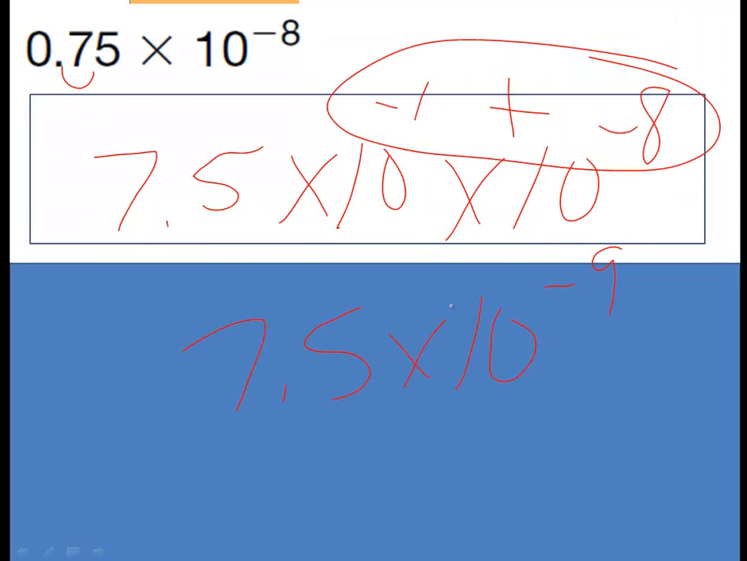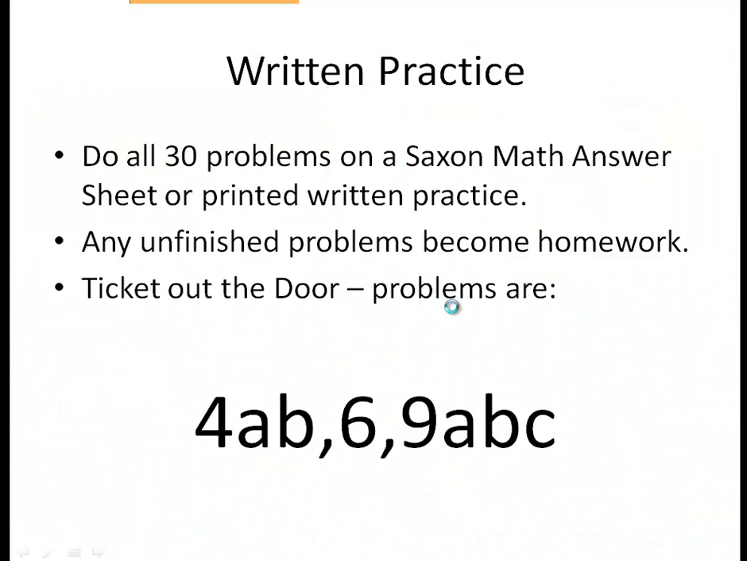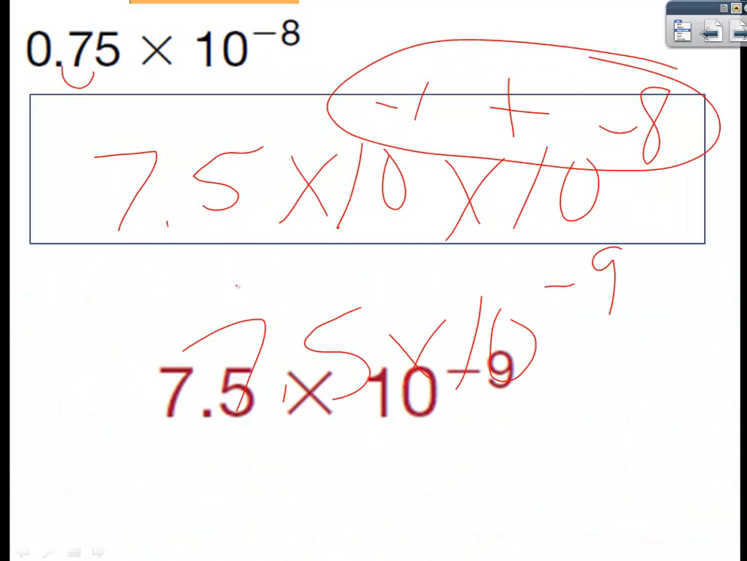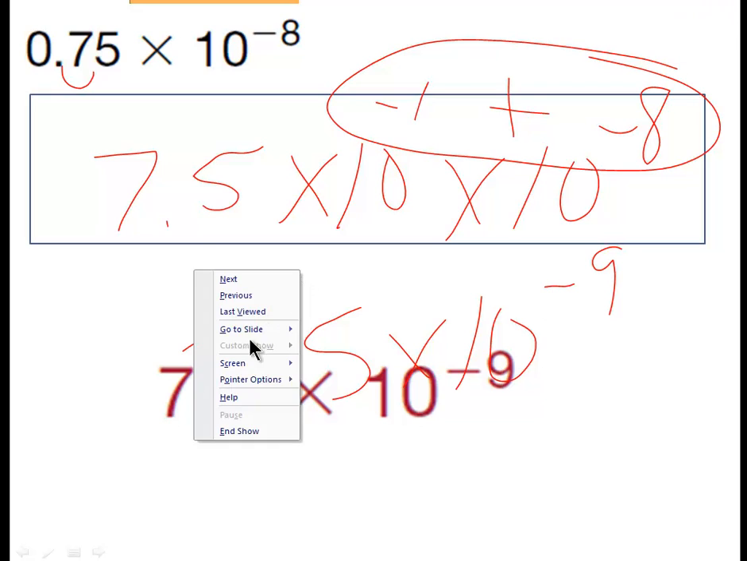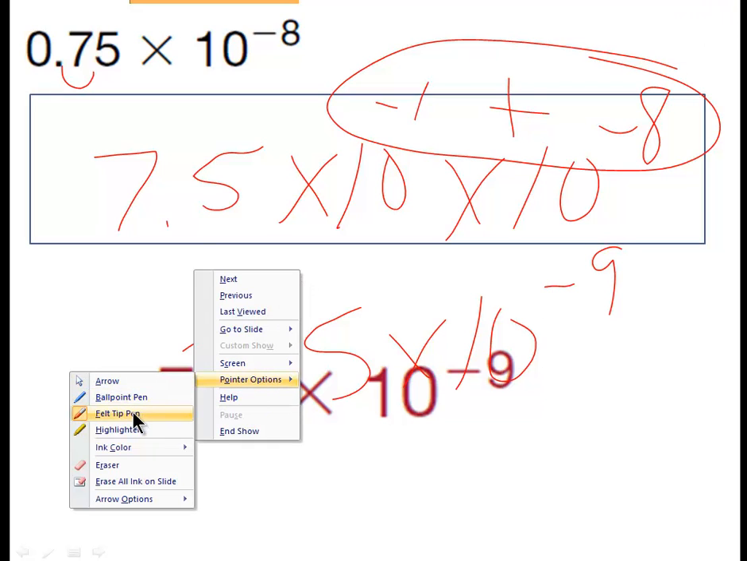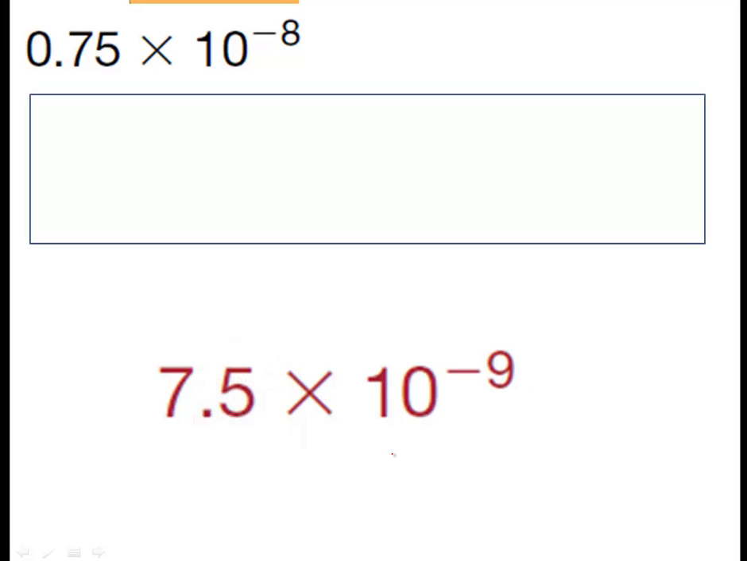Let's move ahead here. Let me just give you one. Okay, I'm going to use this slide here to write one for you, and I want you to see if you can do it, please. All right, so let's say that it's 0.075 times 10 to the negative 8. How would this change? How would this change our answer?